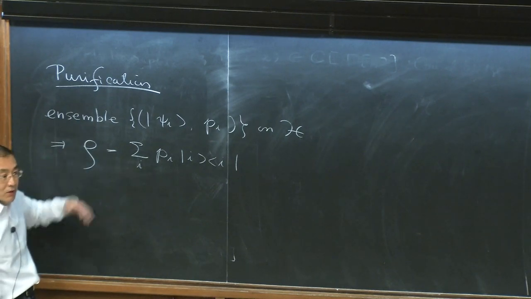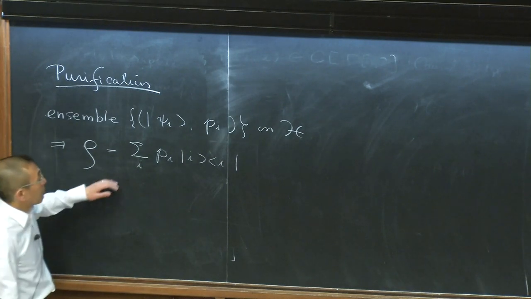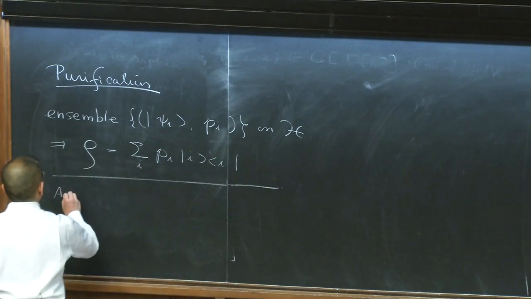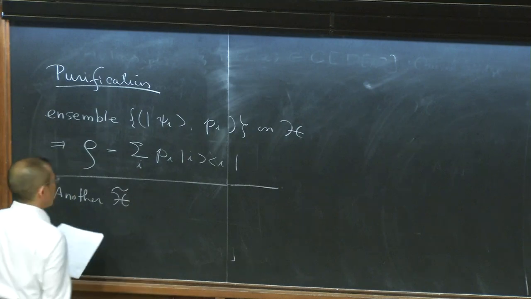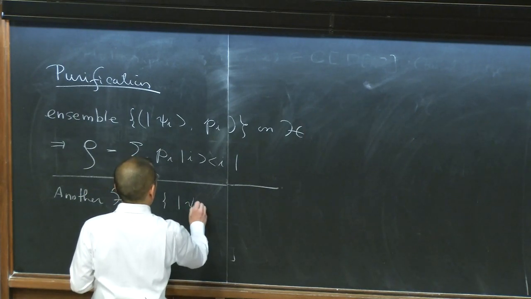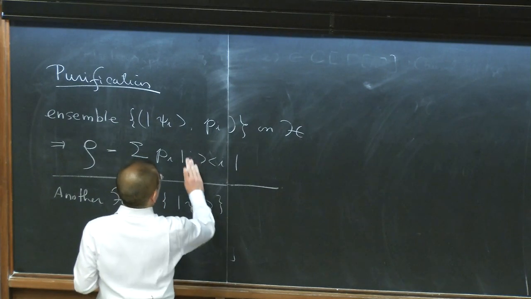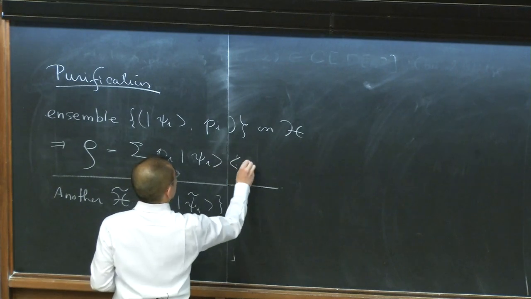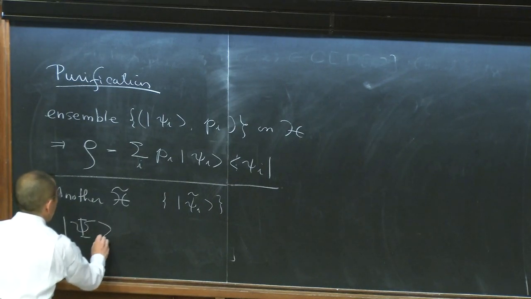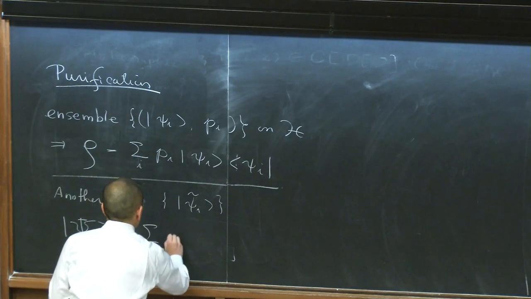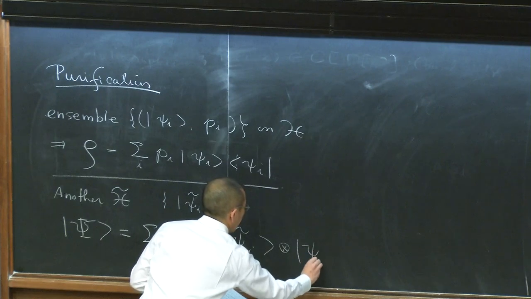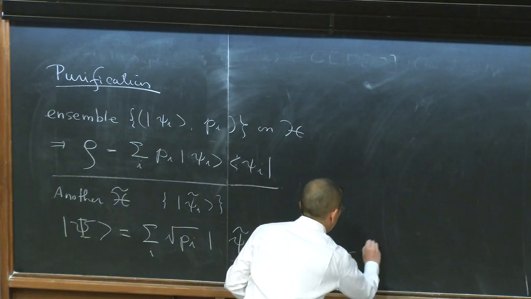If somebody gives you a density matrix, you can actually construct a pure state, but not on this Hilbert space, but in a bigger Hilbert space. So what you do is you consider another Hilbert space, which I denote as H tilde. H tilde can be isomorphic to H or bigger, so that it has an orthogonal basis, psi_i tilde. These are orthogonal bases, psi_i. And then I consider a state which can be expressed in this way. And this belongs, obviously, to H tilde tensor H.